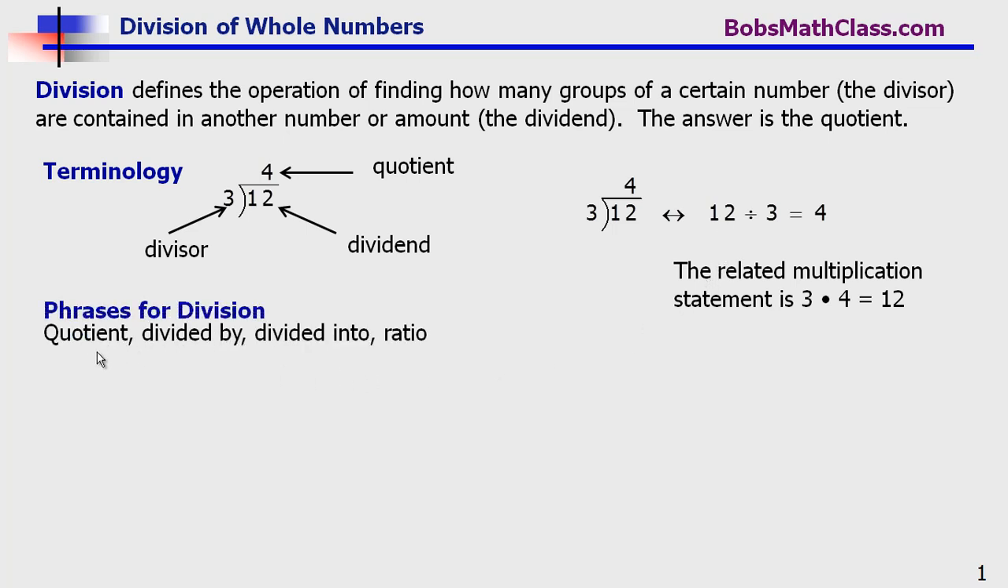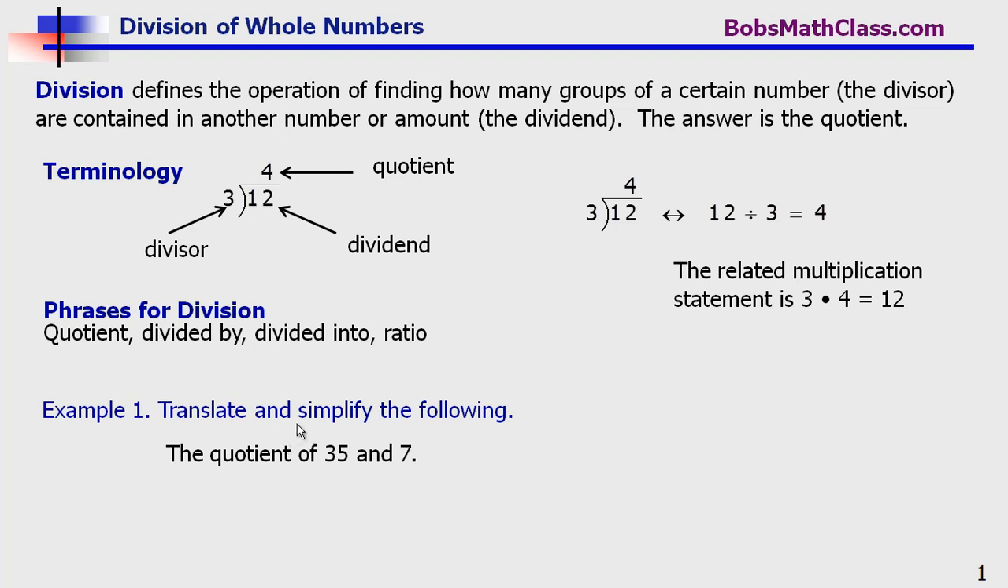Phrases for division? Well, quotient is one, divided by, divided into, ratio. We'll talk about ratios later, but not right now. Ratio is another phrase for division.